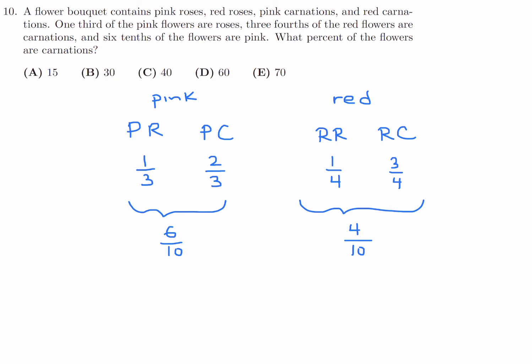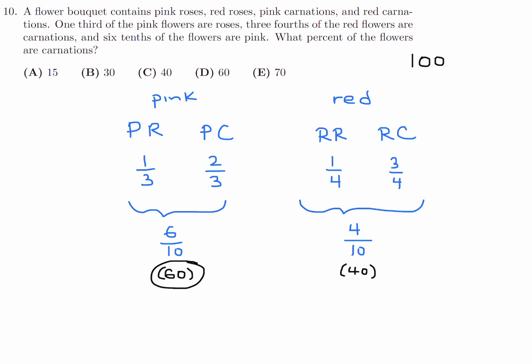Well, a couple of ways of doing this. I always like to use numbers. It makes it seem so much easier. Let's just say there's 100 flowers in total. If there's 100 flowers in total, that means the pink flowers are 60 of them, right? Because it's 6 out of 10 of all the flowers. And the red flowers, there's 40 of them. Now let's look at the 1/3, 2/3 breakup over here.